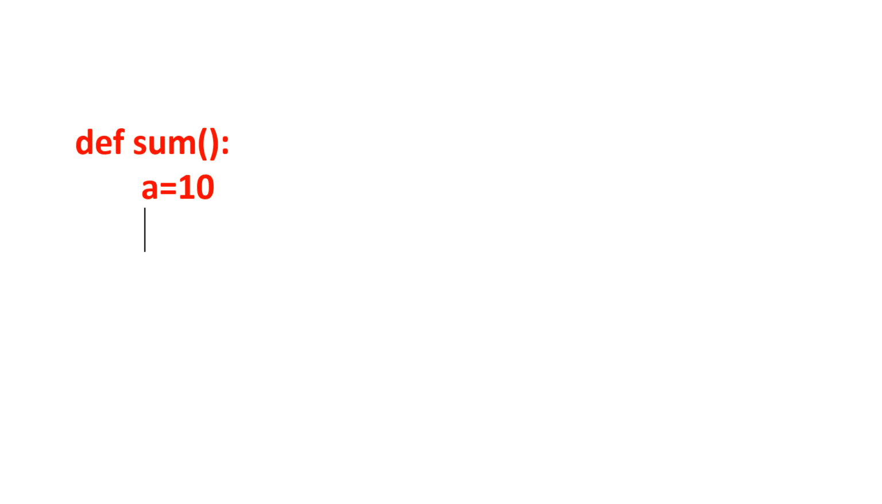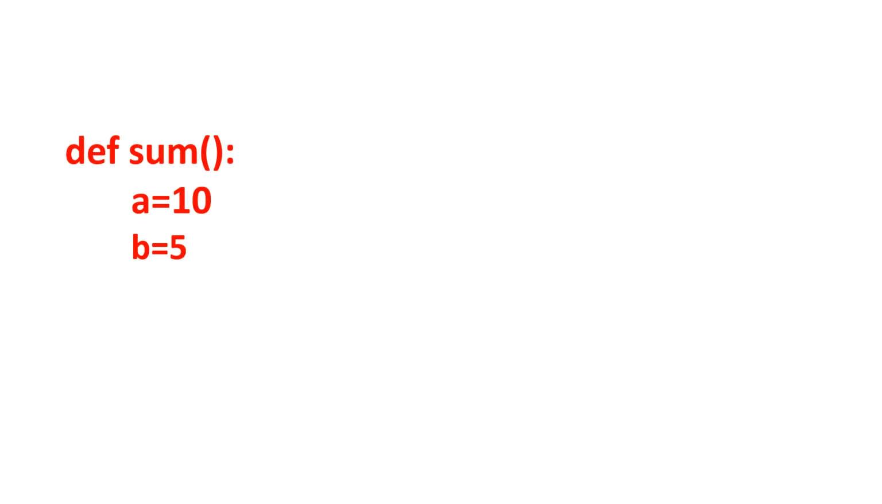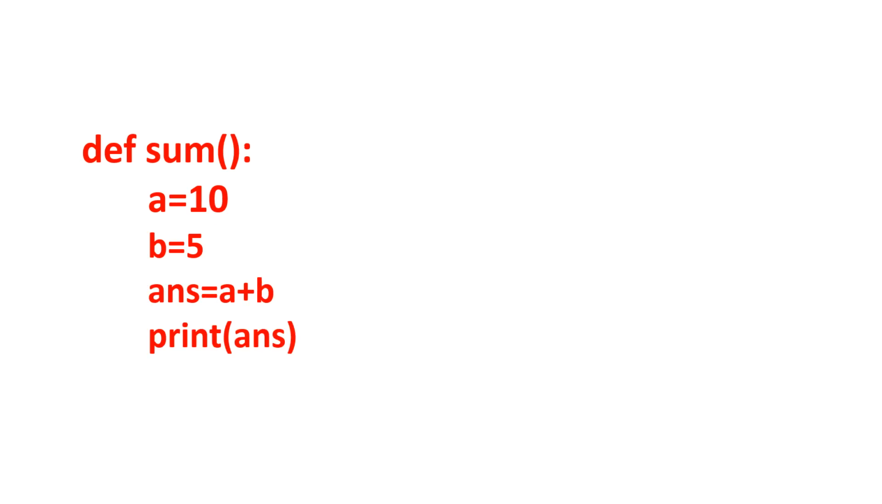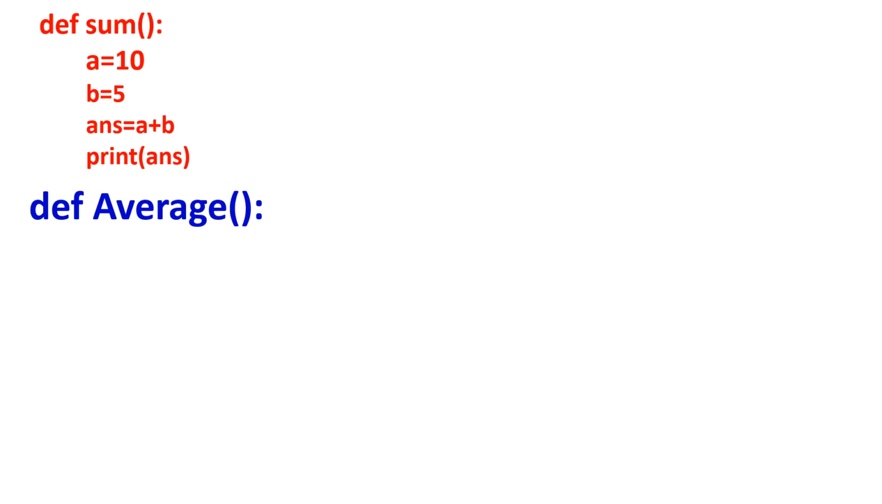So we have taken a equal to 10. In this way 10 will be stored into a, and then on the next line we write b equal to 5. 5 will be stored into b, and the third statement will do the sum of a and b, and the addition result will be stored into the ans variable, and the ans variable will be printed using the print function. So this is a sum function which will find the sum of two numbers.